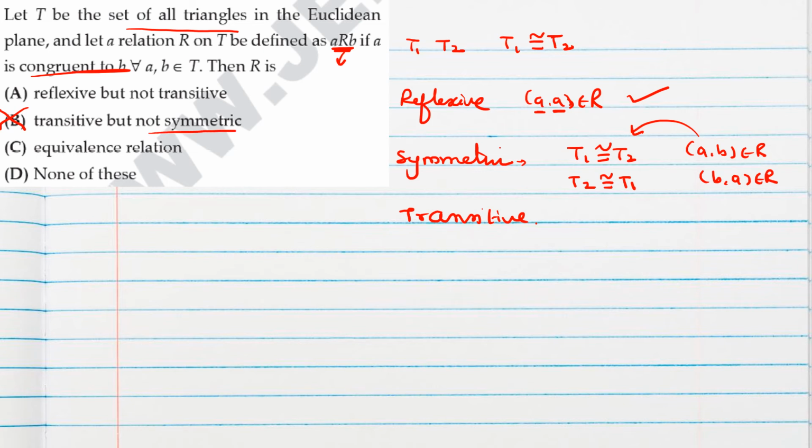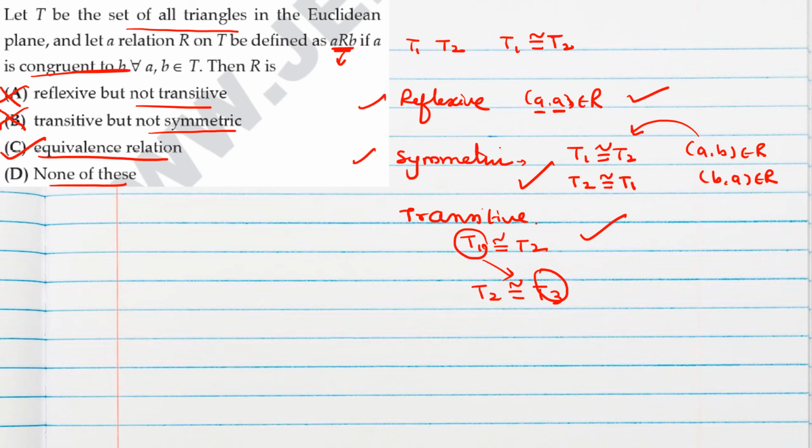Okay. So now for transitive we will take three triangles. If T1 and T2 are congruent and T2 is congruent to some other triangle, that is T3, so we can write that T1 and T3 are congruent, isn't it? Because we know in congruency of triangles, all components are equal. They will be equal in shape and size. So we can relate T1 and T3 also by congruency. So that means our relation is symmetric as well as transitive also. So not transitive will not come. So any one option is left, equivalence relation, and none of these. So it will be equivalence because it fulfills all the three conditions here.